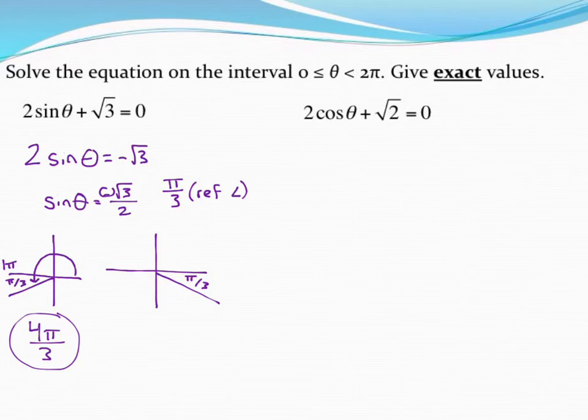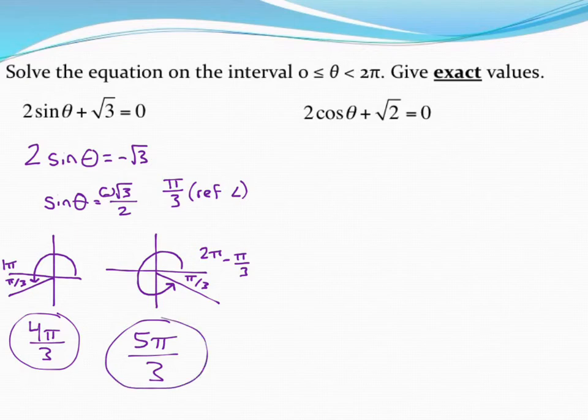Over here in quadrant 4, I could think about it as I didn't quite do a full circle. A full circle would have been 2 pi, but I've gone a little bit less than that. So 2 pi minus pi over 3 gets me the second angle of 5 pi over 3. So again, there's my two answers because there's two quadrants where sine could be negative.